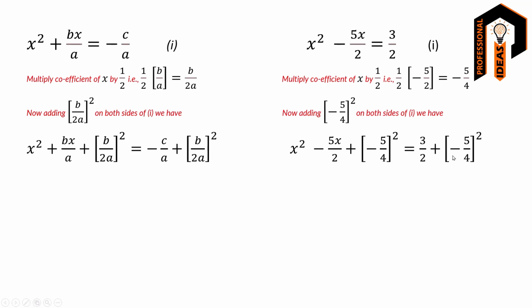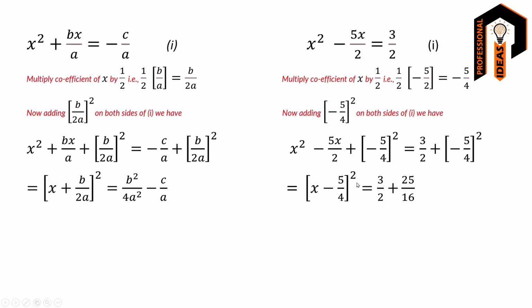On the left hand side we have completed the square, and that will be x plus b over 2a squared equals b square over 4a square minus c over a. Similarly, on the left hand side the square is complete, and it will be x minus 5 by 4 squared equals 3 by 2 plus 25 by 16.